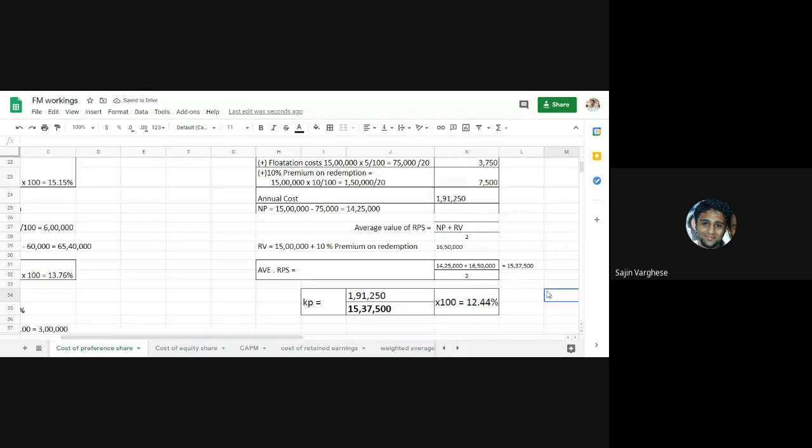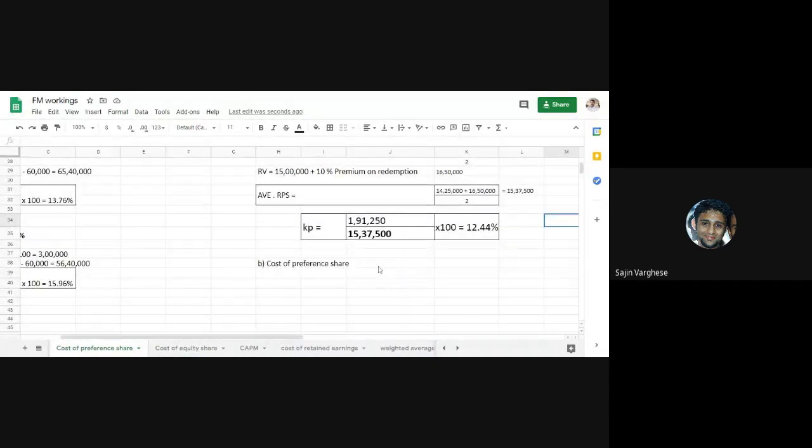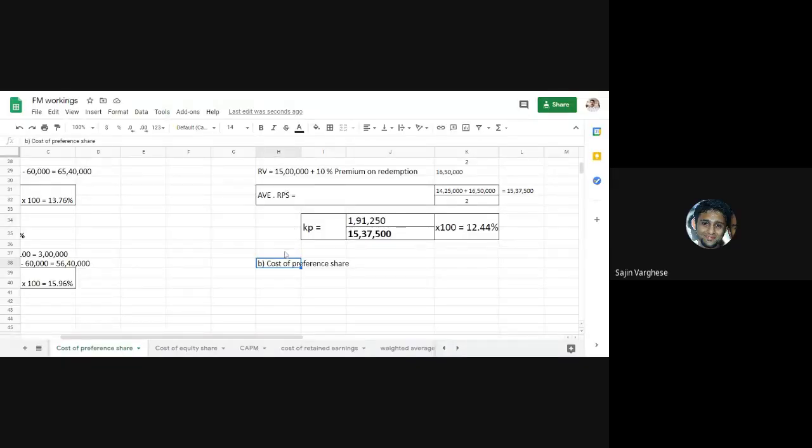Okay, sir. When you are calculating the flotation value, first we calculated for 15 lakhs. Now we will be calculating for the 10% as well. So on 16 lakhs 50,000 we will be calculating the flotation cost of 5%, if the preference share is issued at premium.